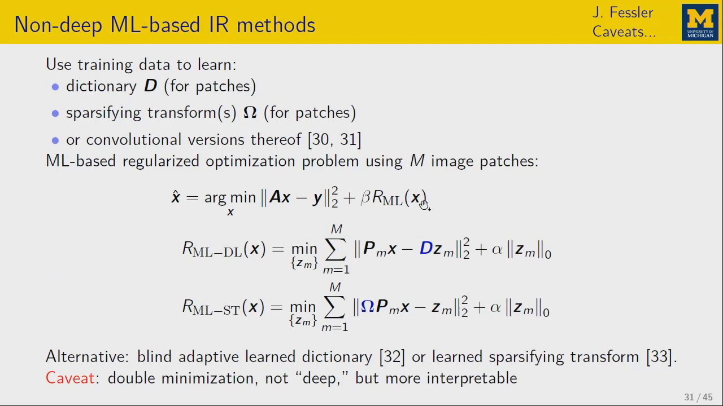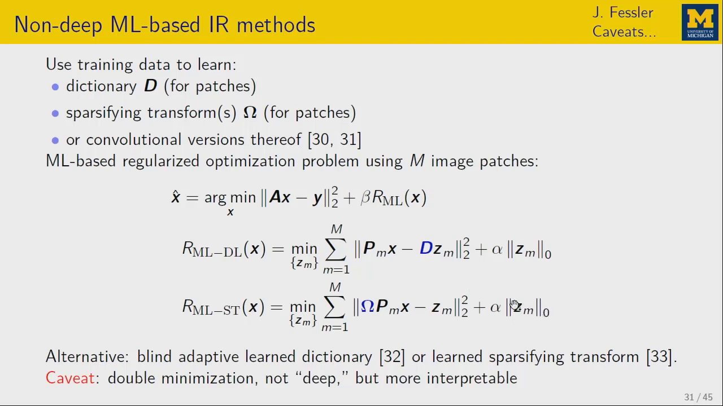So, for image reconstruction, not everything has to be deep. Another data adaptive, machine learning inspired approach to image reconstruction that's not deep is to take training data and learn either a dictionary or a sparsifying transform for that data, or convolutional versions thereof, and then do image reconstruction where you minimize a data fit term plus a regularizer. For example, in the sparsifying transform version of the regularizer, you extract all the patches from each candidate image and you apply this sparsifying transform to it, and you compare it to some coefficients that you're going to learn that you encourage to be sparse.